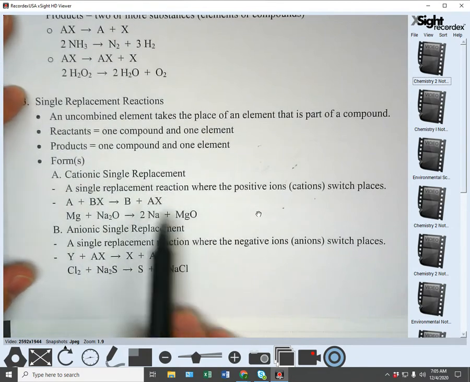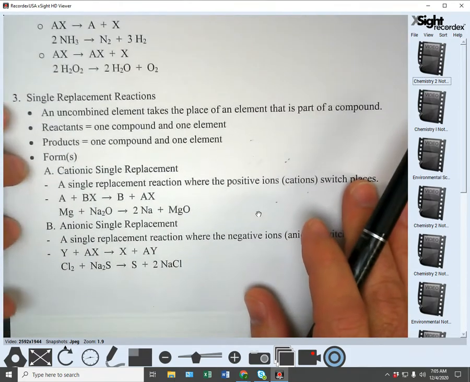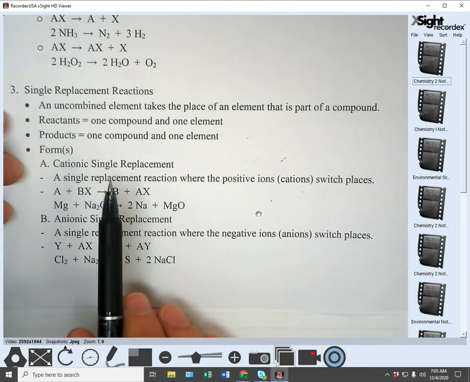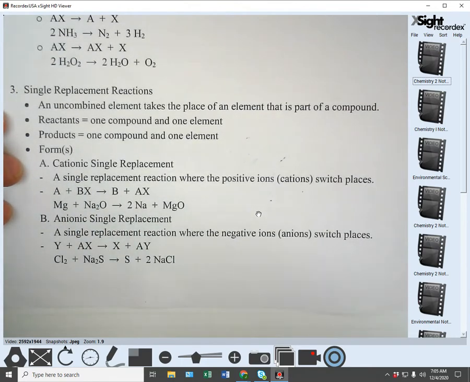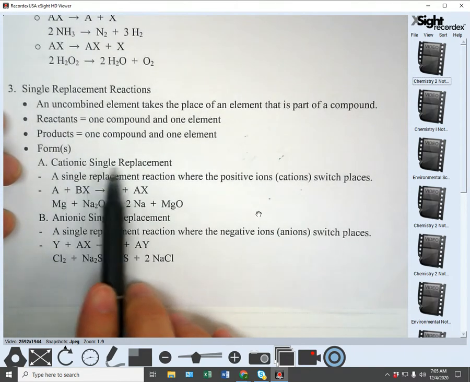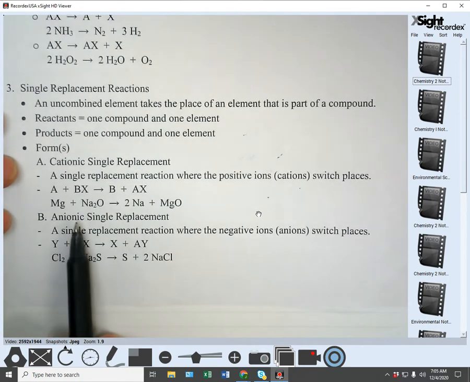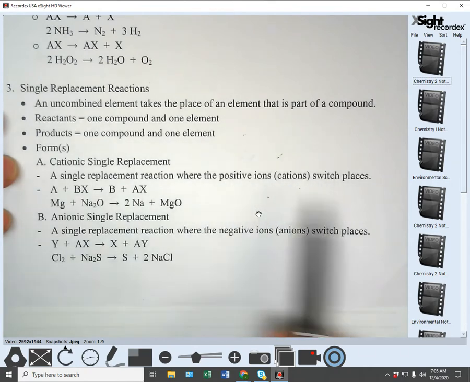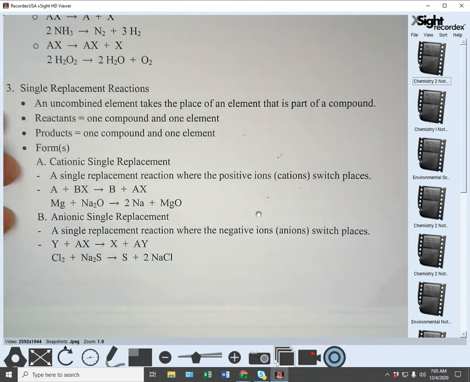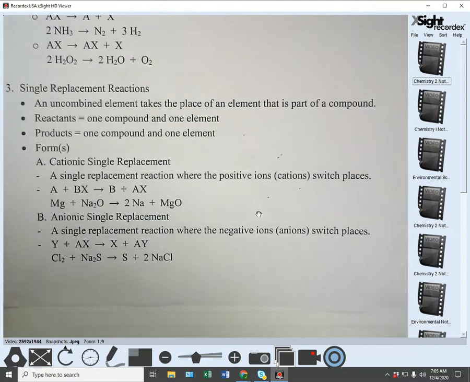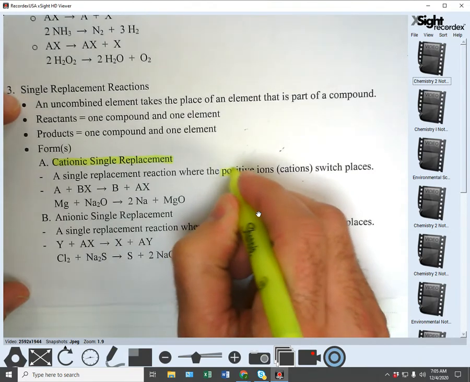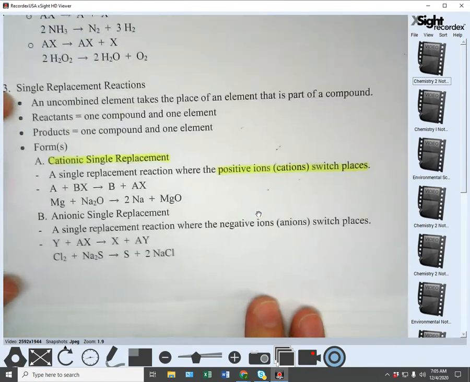Now, the formats. There's actually two different ones for single replacements. And it's based on what thing is switching, the single element switching into the compound. There's a cationic single replacement, and there's an anionic single replacement. So remember, cation is, so a cationic single replacement is where the positive ions or the cations switch places.